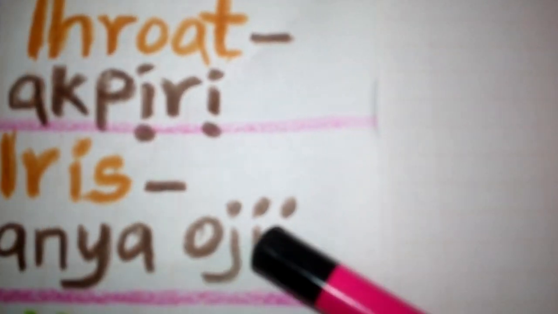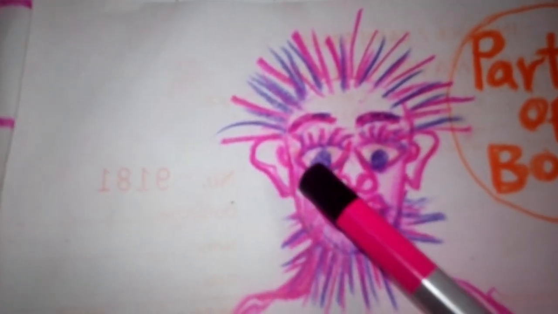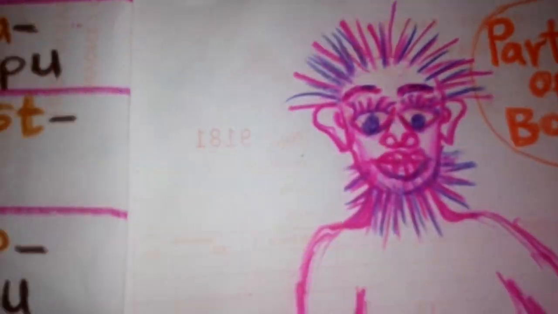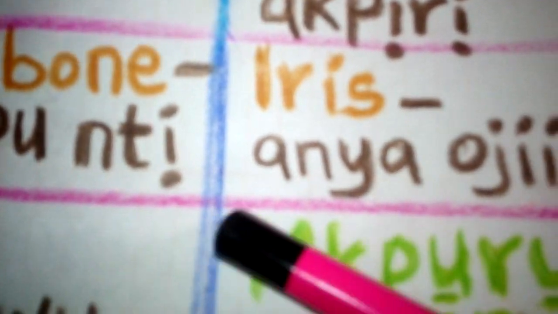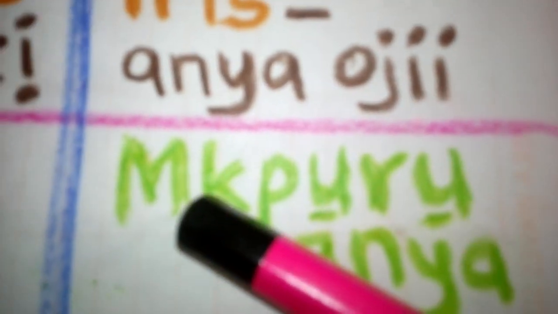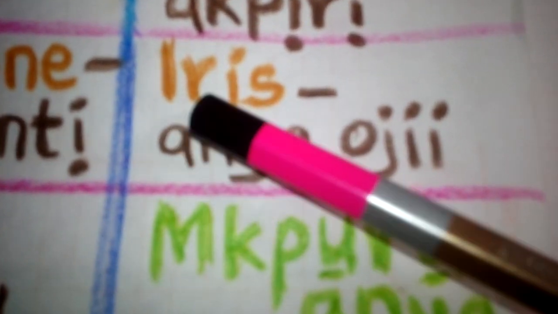Iris, anya ojii. Anya ojii is this, the black eye. We call it Mkpuru Anya or anya ojii. Mkpuru Anya, that's the black eye. Or you say anya ojii. In English it is iris.